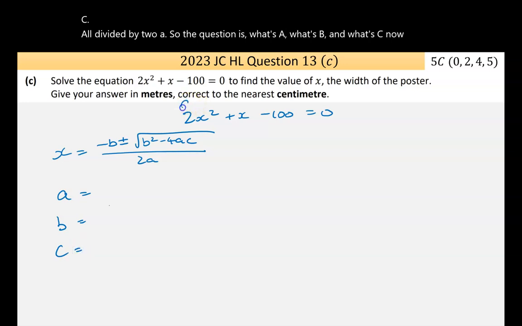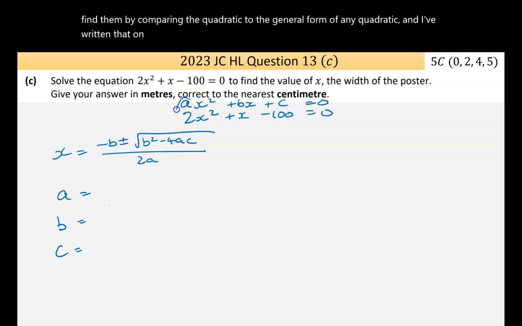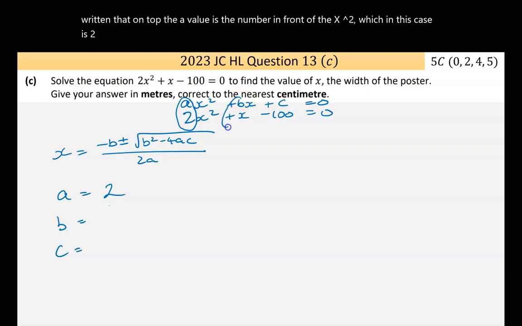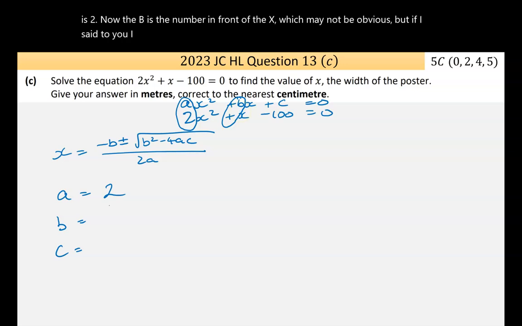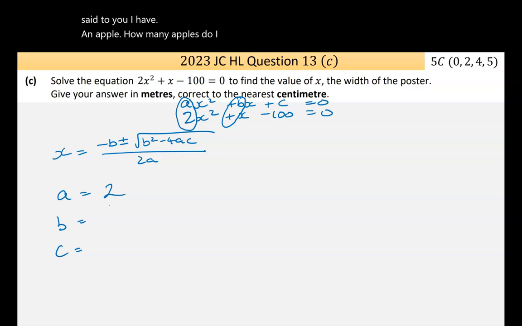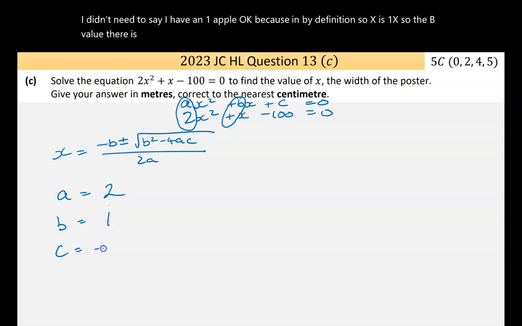Now we can find them by comparing the quadratic to the general form of any quadratic. And I've written that on top. The a value is the number in front of the x squared, which in this case is 2. Now the b is the number in front of the x, which may not be obvious, but if I said to you, I have an apple, how many apples do I have? Obviously I have 1. I didn't need to say I have one apple, okay? Because by definition, x is 1x. So the b value there is 1, and the c value is negative 100. It's the number and the sign, okay? So there's a negative sign there.